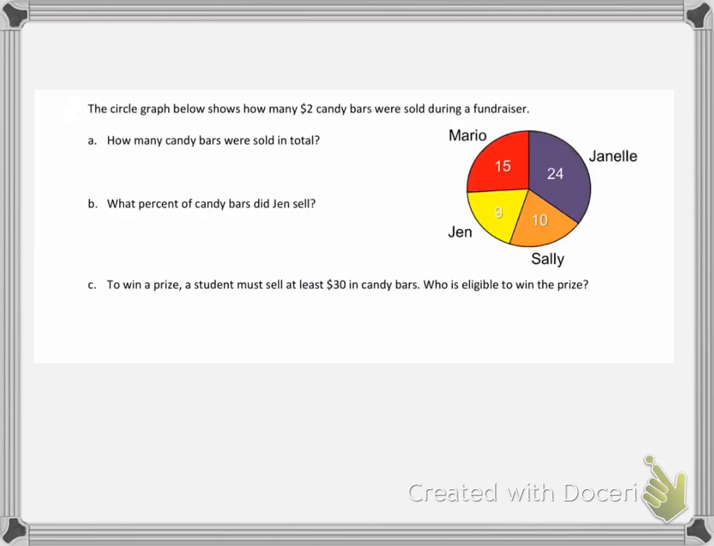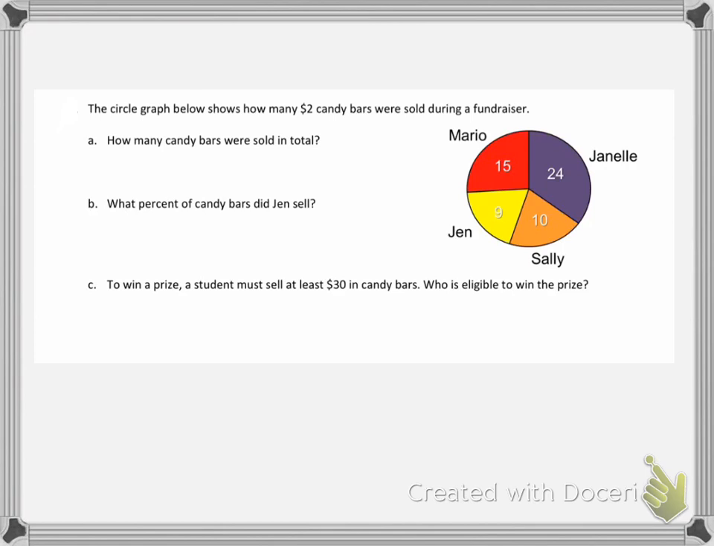And one more example here. Here's a circle graph below that shows how many $2 candy bars were sold during a fundraiser. So this one here, you'll notice, it does not give the percentages. It gives the actual total that each student sold. So sometimes circle graphs will do that, where you can kind of visually guess the percentages, but ultimately we'll talk about here in a second how we find the percentage.